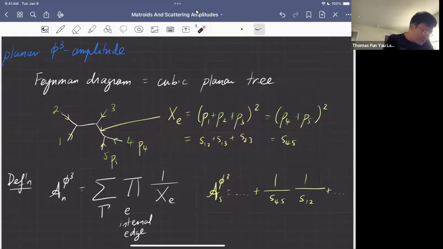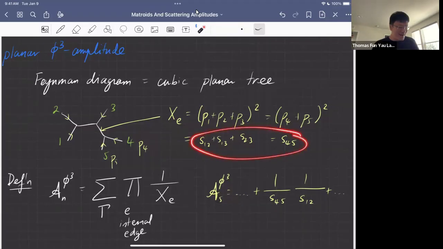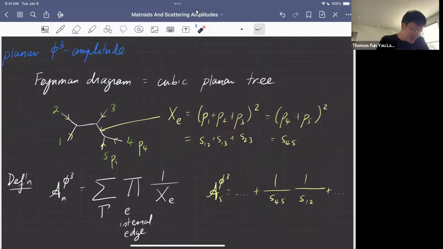Because of momentum conservation, I could also have taken these momenta and come the other way. So there are two ways to write this in terms of the S's. Either I dot P1 plus P2 plus P3 with itself, or I dot P4 plus P5 with itself and get the simpler answer S45. The definition of this phi cubed amplitude is this rational function in the S_ij's. The S_ij satisfy some relations, and here's one of them.